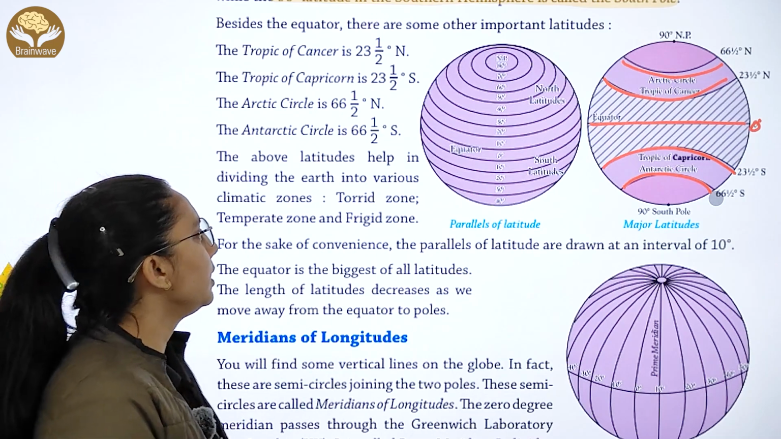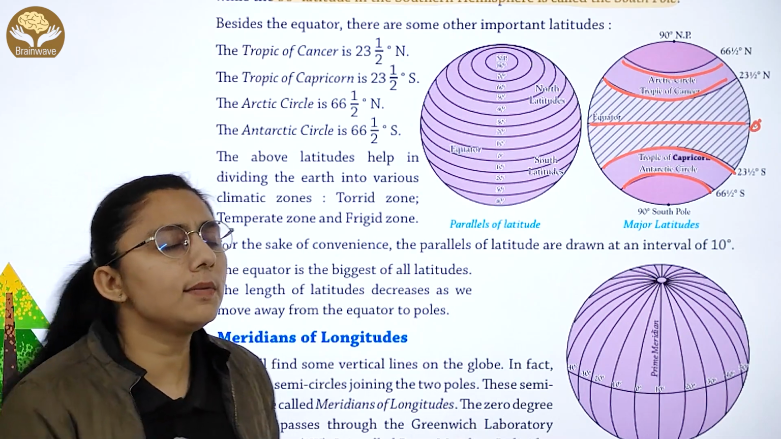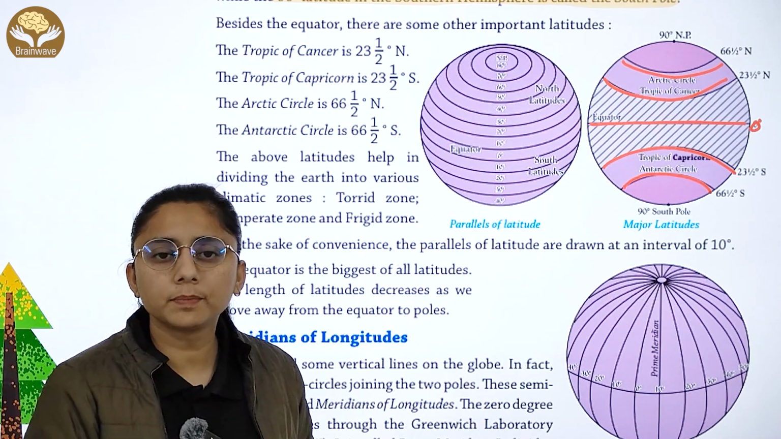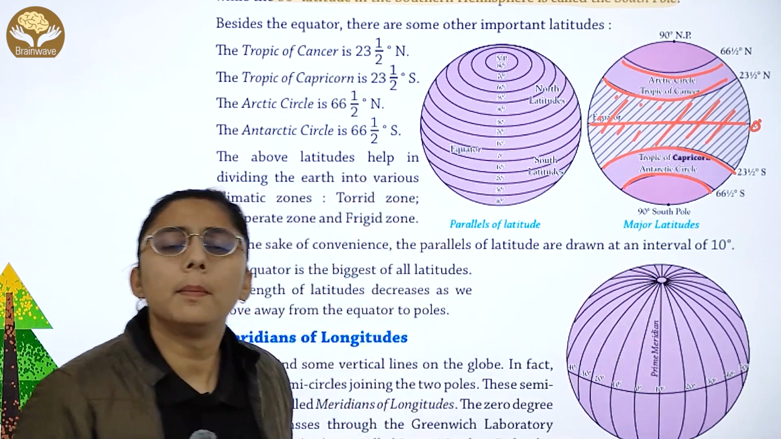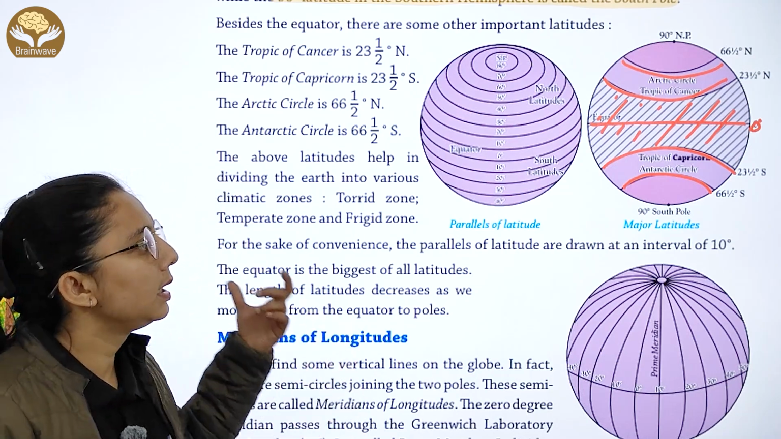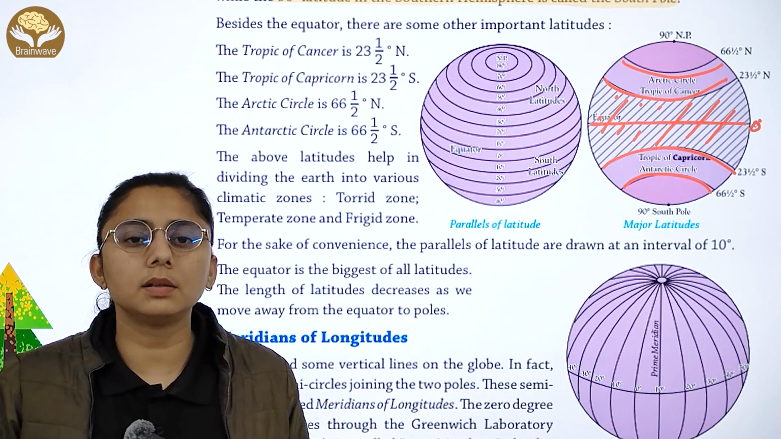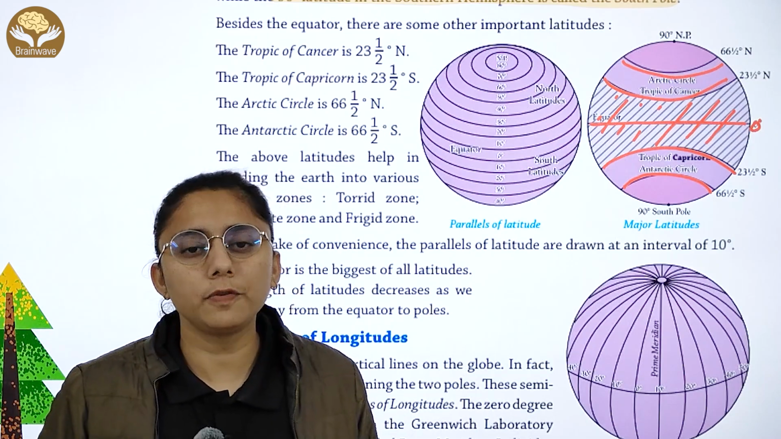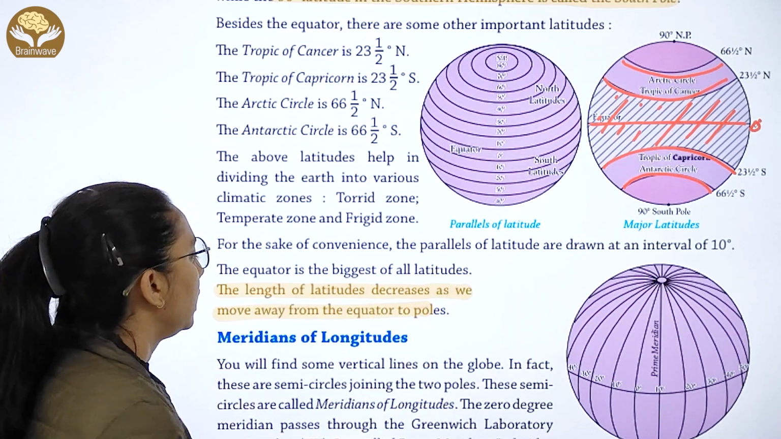Now, we have divided these latitudes into different zones. The area which lies between Tropic of Cancer and Tropic of Capricorn is known as torrid zone. The area which lies between Tropic of Cancer and Arctic Circle is known as temperate zone, and between Tropic of Capricorn and Antarctic Circle is also a temperate zone. Arctic Circle to 90 degree north is the frigid zone, and Antarctic Circle to 90 degree south is also the frigid zone. The length of latitude decreases as you move away from the equator to the poles.